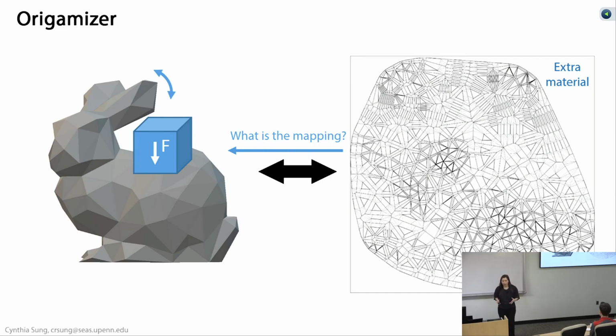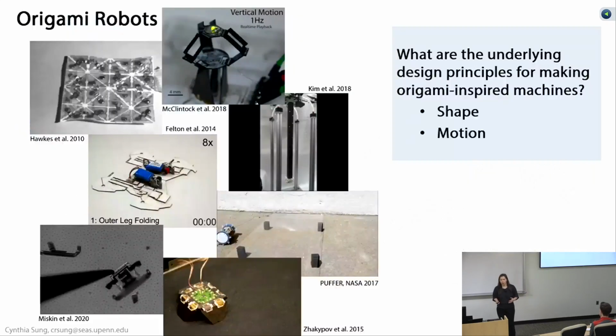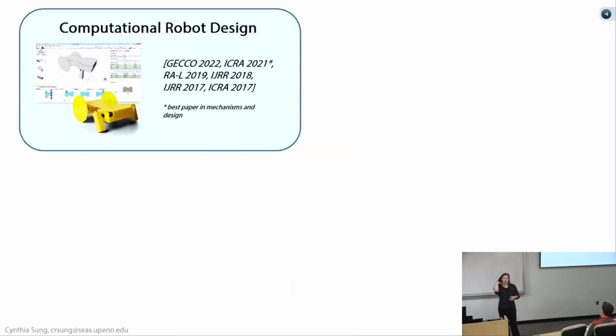So when it comes to our lab and this idea of making origami-inspired robotics, then what we care about is the question of not just shape, but also motion. So what are the underlying design principles for making origami-inspired devices that can also move? And we tackle this idea from a couple of different directions. In our lab, we do a lot of work in computational robot design, that is creating representations and algorithms for software that allow us to construct these sorts of designs computationally.